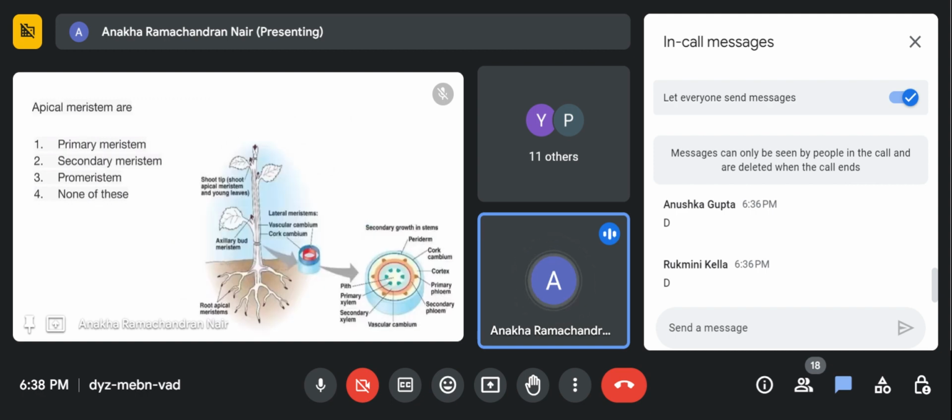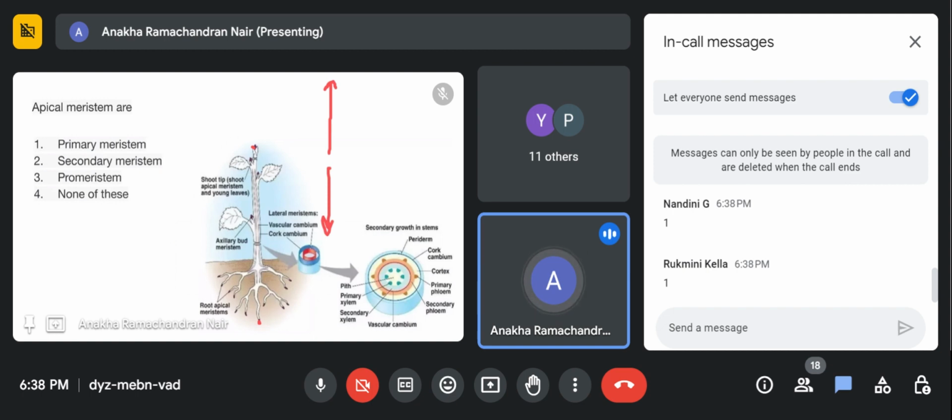The question is, apical meristem are option 1, primary meristem, option 2, secondary meristem, option 3, promeristem, and option 4, none of these. So what do you think the correct answer is? Option 1. Yes. So the answer is in fact option 1. Apical meristem is the primary meristem, and apical meristem and root meristem are meristems which are primary meristems, and they help in the growth of the plant, that is the tallness of the plant or the length of the root. Okay. So they are primary meristems.